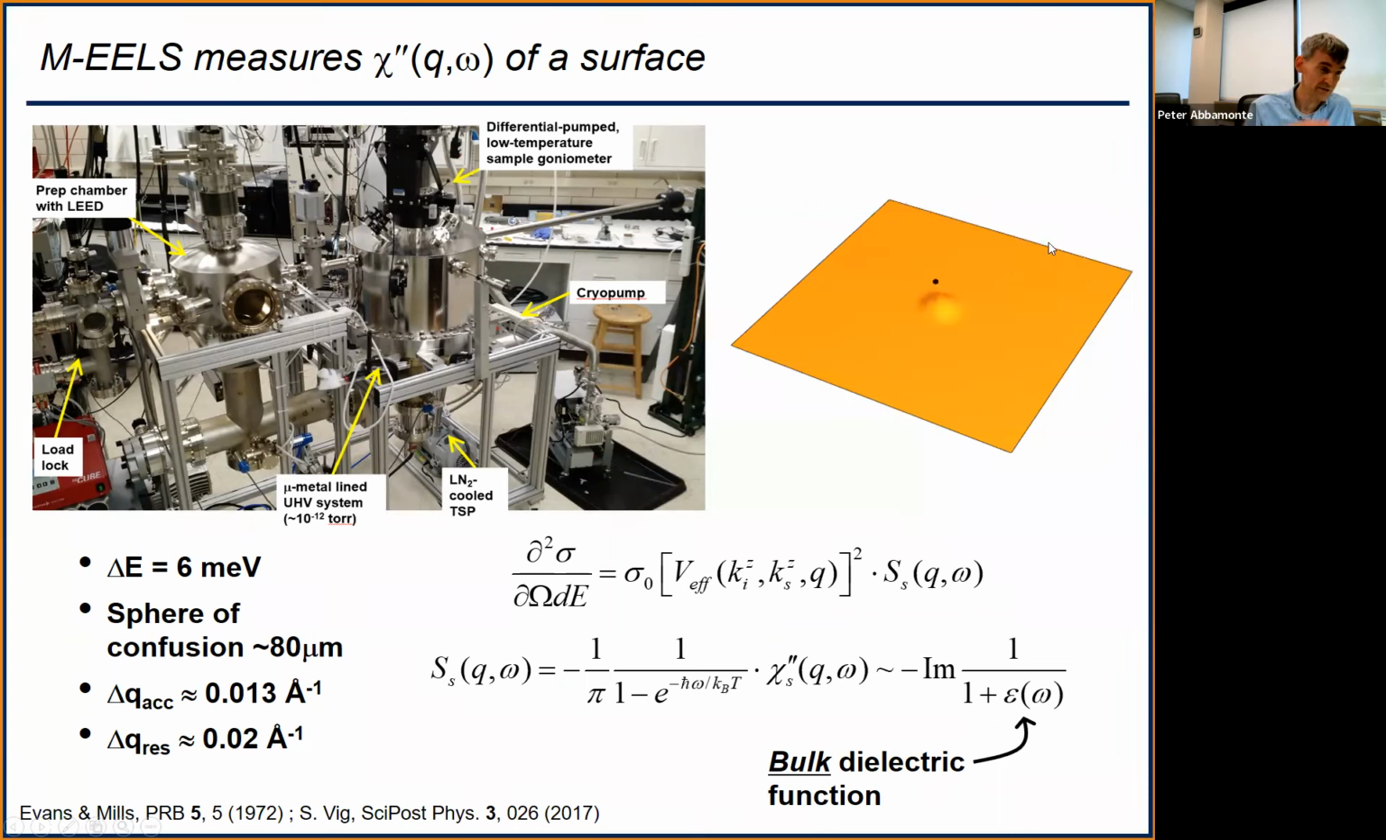There are very good theories for what this technique measures. They were originally worked out by a theorist at UC Irvine named Doug Mills. But basically what it measures is the density-density correlation function of the surface of the material. So the differential cross-section is some constants times some matrix elements times S of Q and omega. S of Q and omega satisfies a fluctuation dissipation theorem. So S is the Bose factor times chi double prime. This is the density response function of the surface.